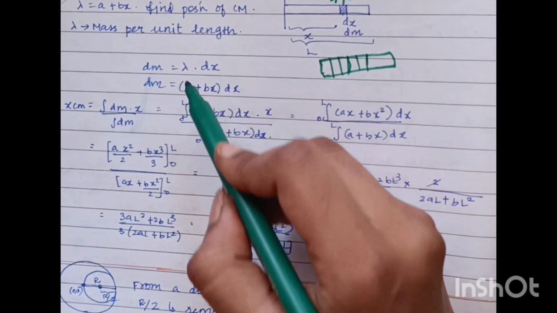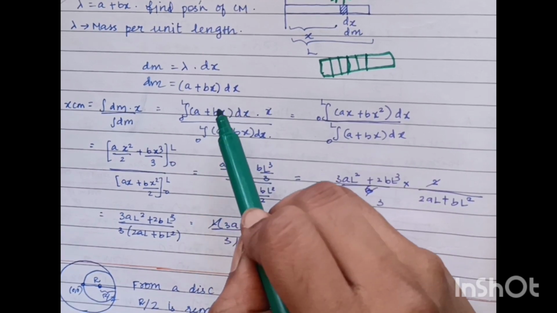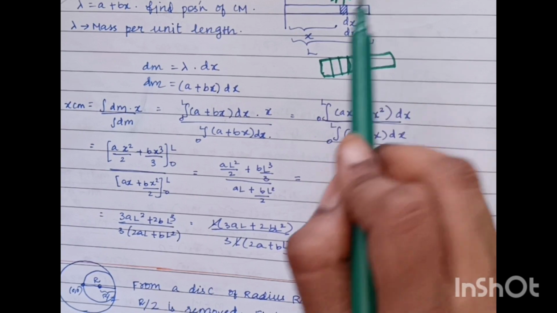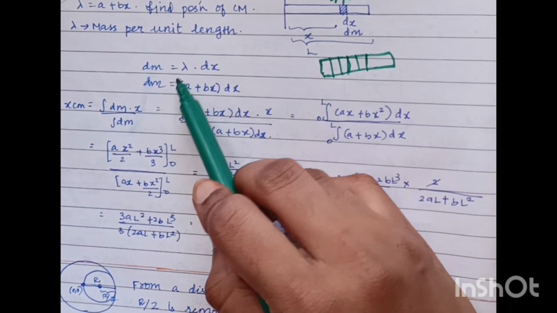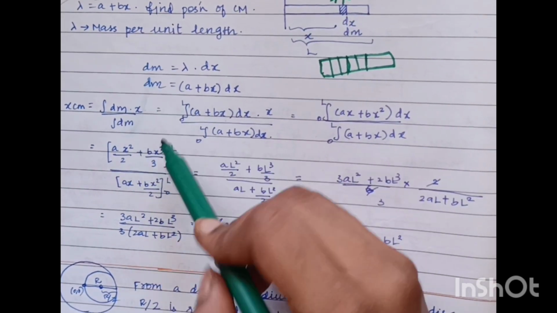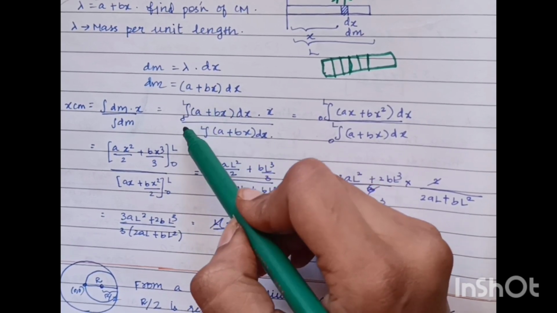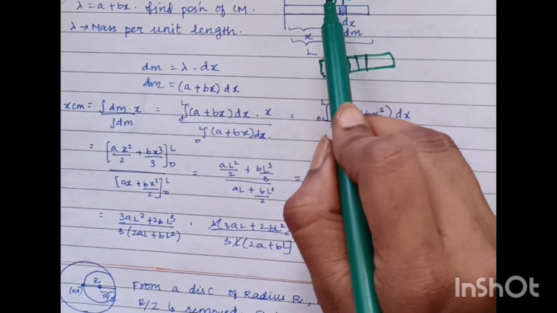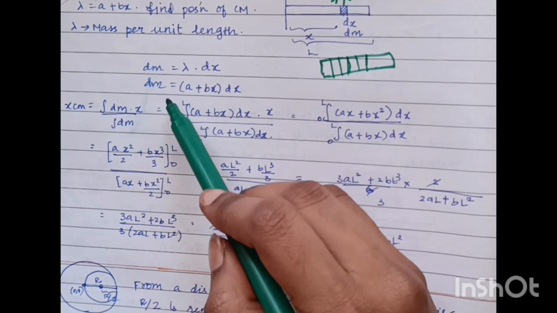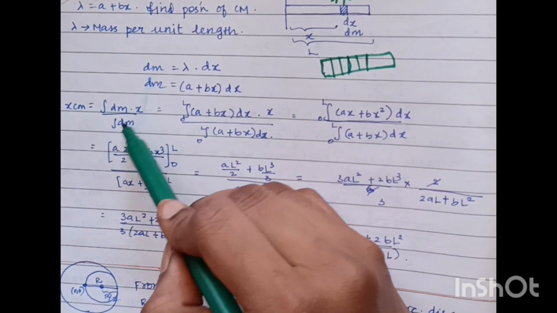Similarly, here also we use dm. The mass of this part equals mass per unit length into the value of this length, so that will give you the value of dm. I have the mass per unit length, that is a plus bx, and the length of this part is dx. So dm is (a plus bx) dx, and this is what you are going to substitute in the formula: integral dm x by integral dm.